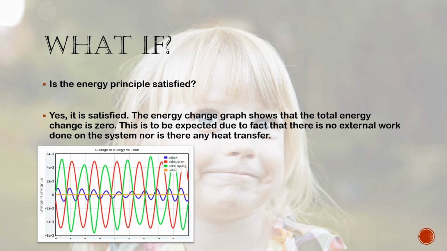From this lab, we can ask if the energy principle is satisfied. We can say that yes, it is satisfied. The energy change graph displayed here shows that the total energy change is 0. This is to be expected due to the fact that there is no external work done in the system, nor is there any heat transfer. We can also see from the graph that any change in one form of energy is met by a corresponding increase or decrease in other forms of energy, with a net change of 0 joules.